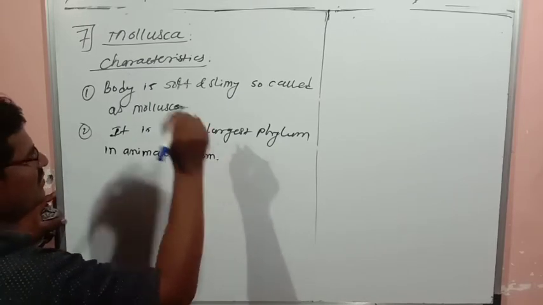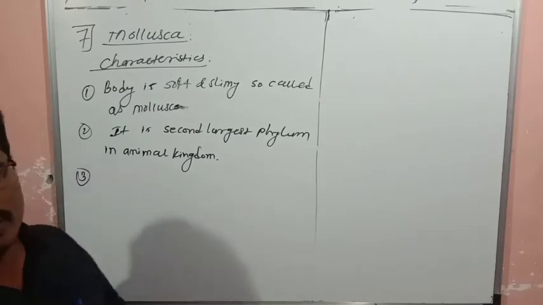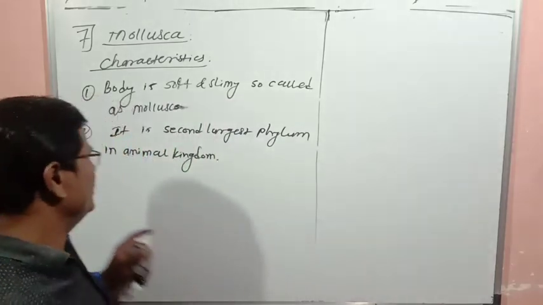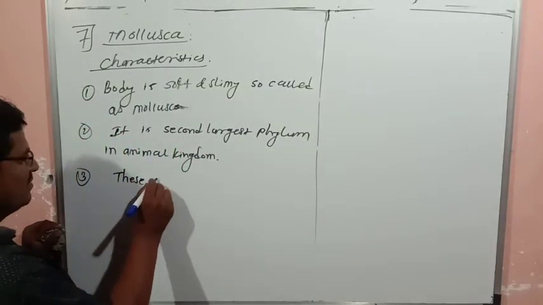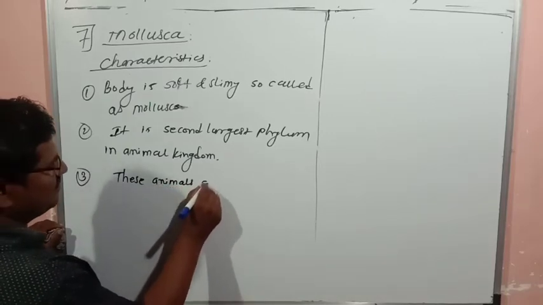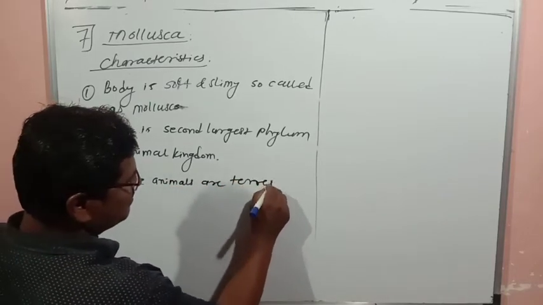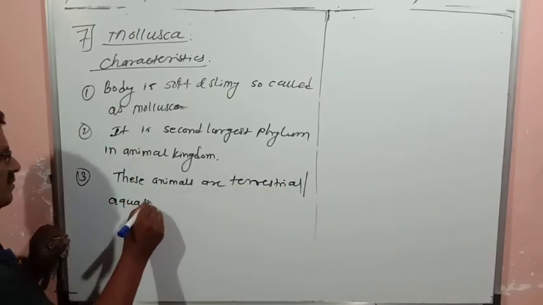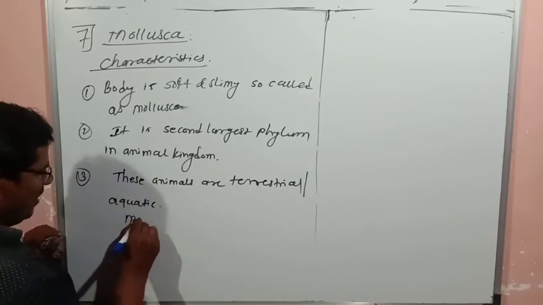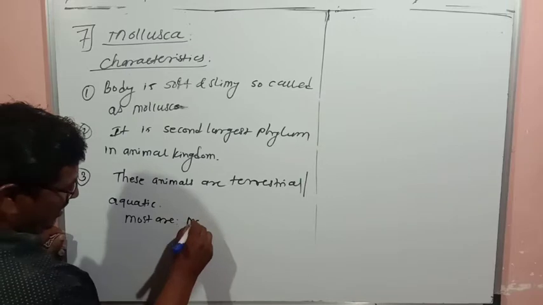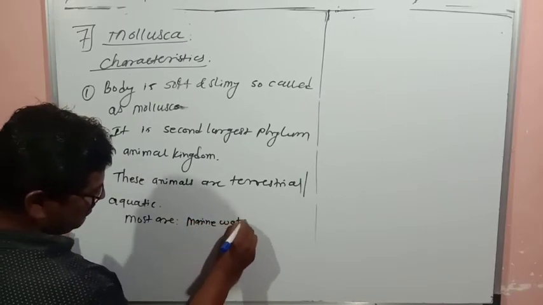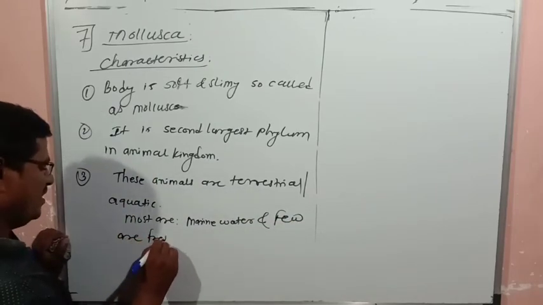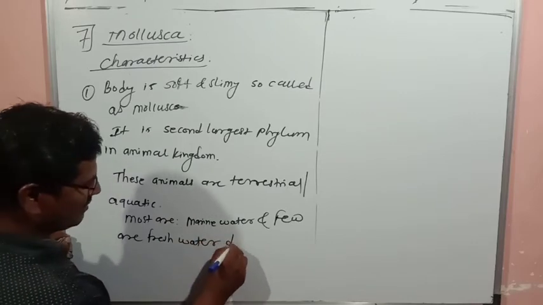Third point is that these animals are terrestrial or aquatic. In that, most are in marine water and a few are fresh water dwellers.